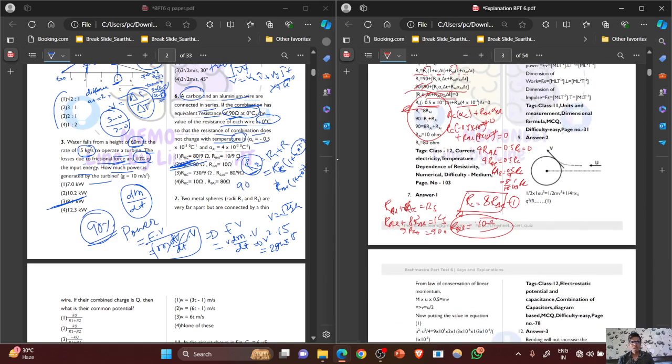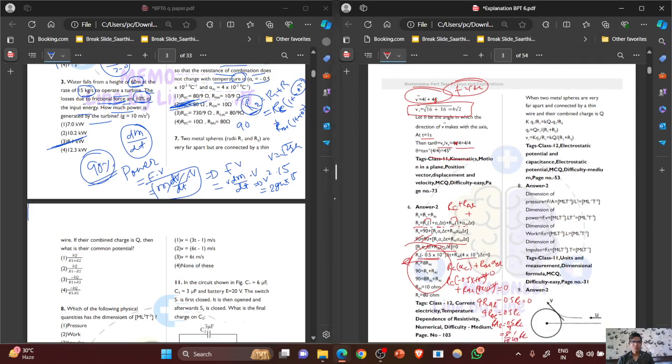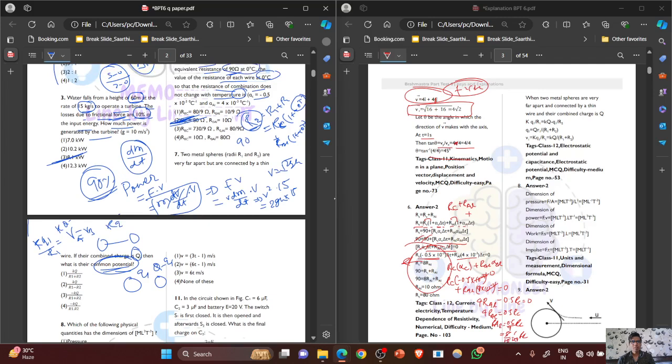Now moving to the next question. Two metal spheres R1 and R2 are very far apart but connected by a thin wire. If the combined charge is Q, then find their common potential. It's a question of electrostatics. Combined charge means, let's suppose one body has charge Q1 and the other has Q minus Q1. At common potential, when they are attached with a wire, the potential will be equal, VA equals VB. So K Q1 by R1 equals K (Q minus Q1) by R2.